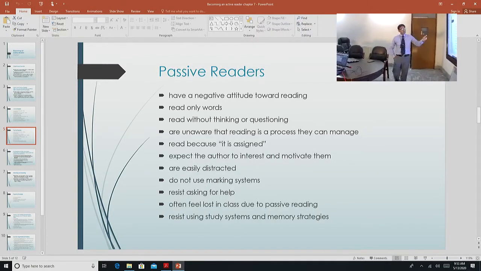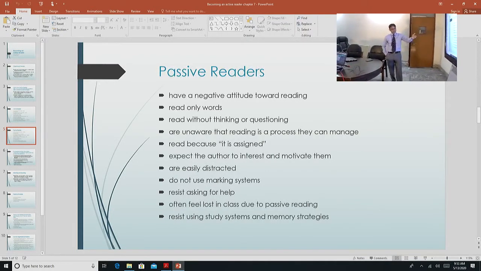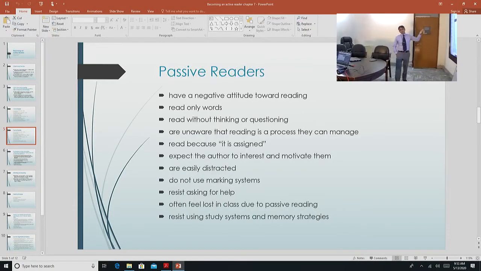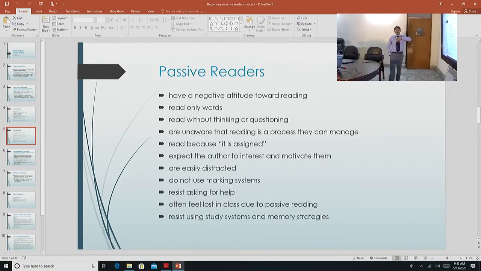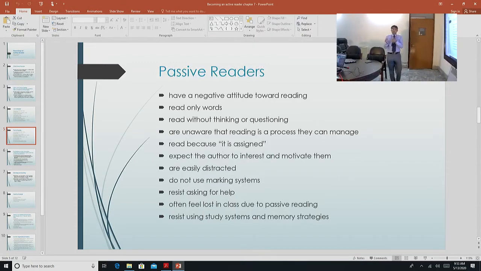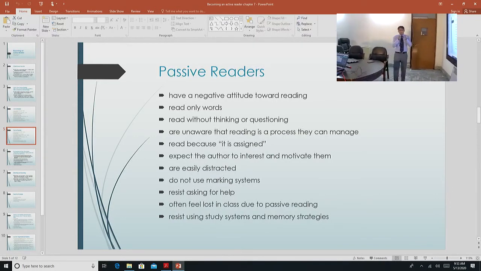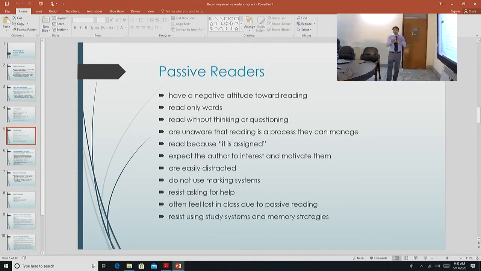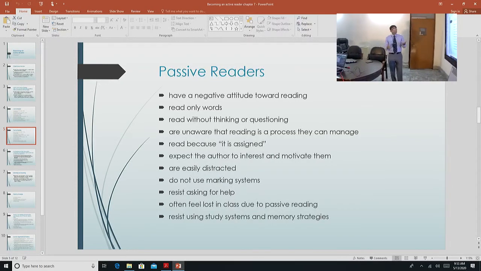They often feel lost in class due to passive reading. Once you have not read and the teacher has already gone through the material, the teacher has the knowledge, the teacher knows what he has taught and what he is going to teach. The teacher knows what other books and other authors have said about this topic. So then they feel lost.